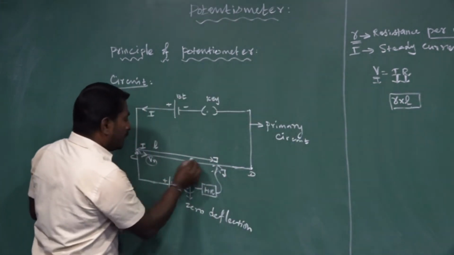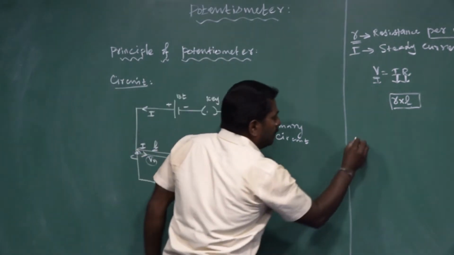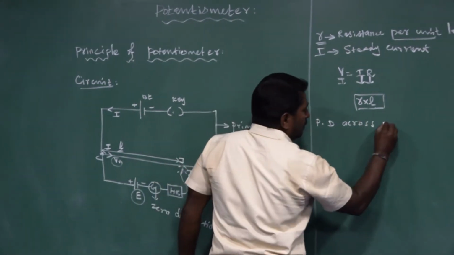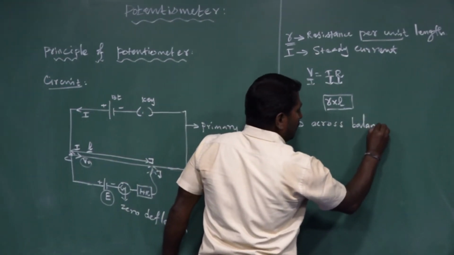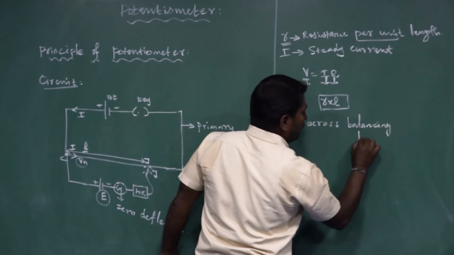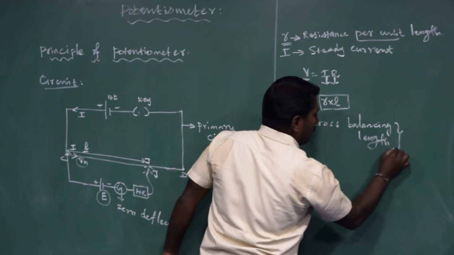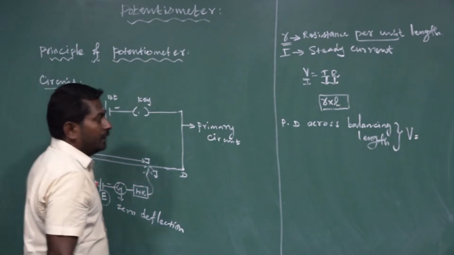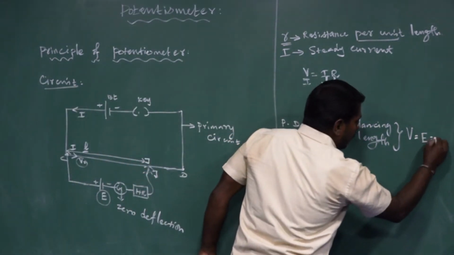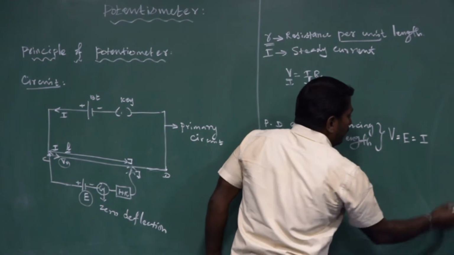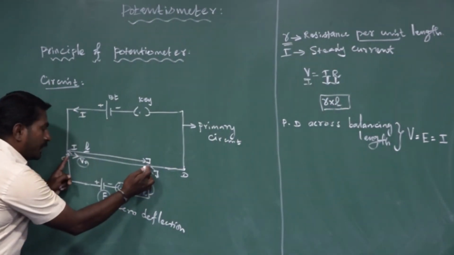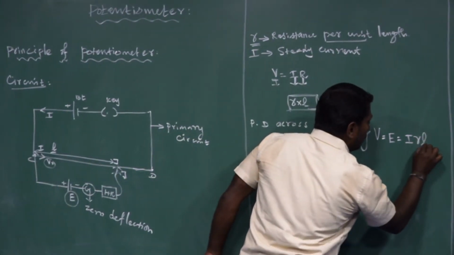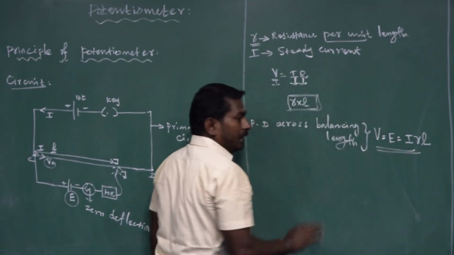So the potential drop across this balancing length L, V, is equal to the EMF of the primary cell, E, which is equal to I times the resistance of this segment, rL. So this is an important thing.